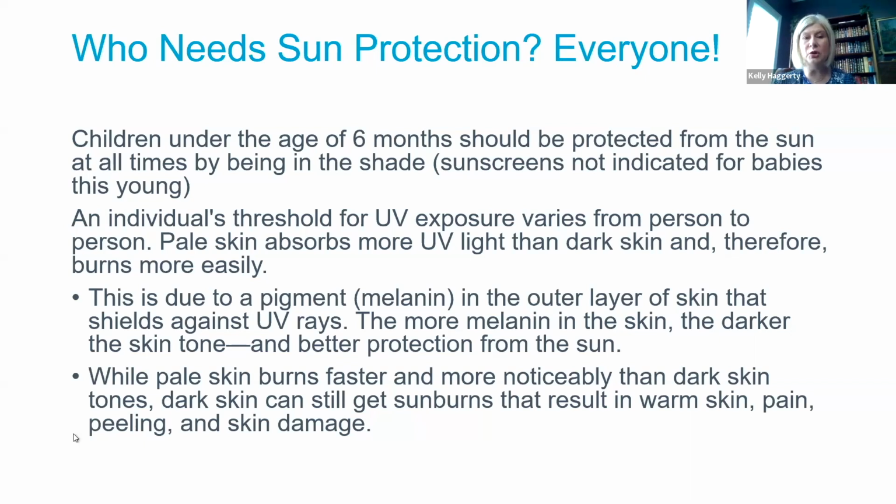An individual's threshold for UV exposure varies from person to person. Pale skin absorbs more UV light than darker skin, and therefore it burns more easily. This is due to a pigment, melanin, in the outer layer of skin that shields against some UV rays. The more melanin in your skin, the darker the skin tone, and the better protection from the sun. However, while pale skin burns faster and more noticeably, darker skin can still get sunburns that result in warm skin, pain, peeling, and skin damage.